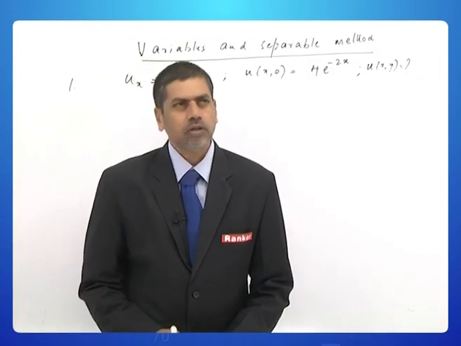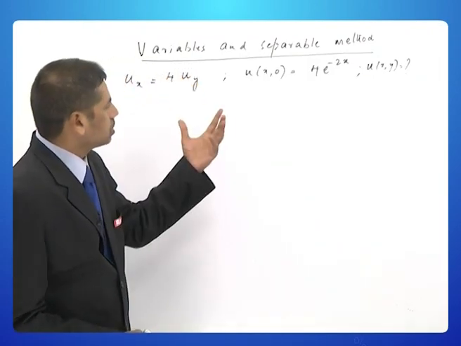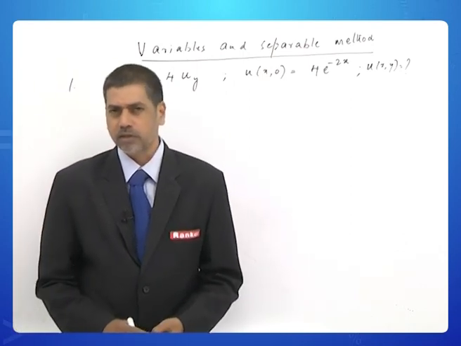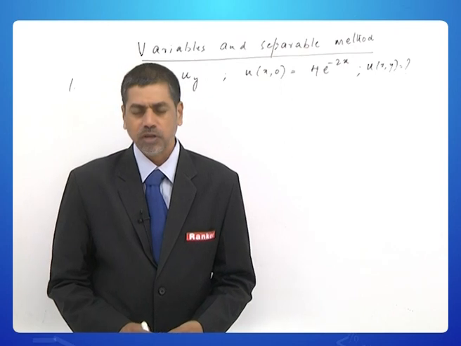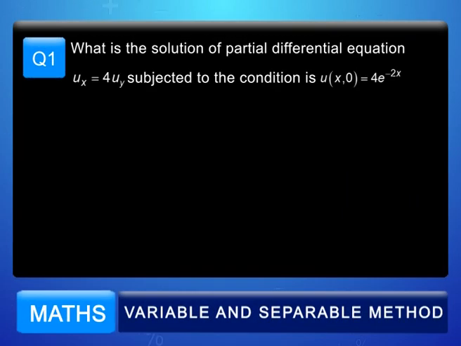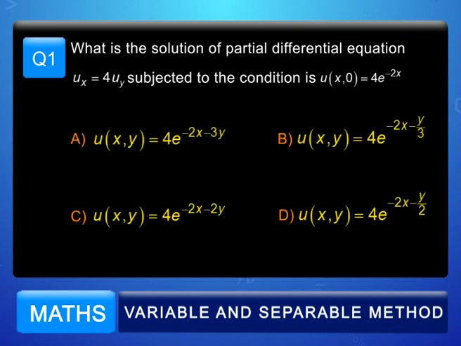Question number 1 under variables and separable method. Now this is a special technique under partial differential equations. The question is, what is the solution of the partial differential equation u_x is equal to 4 u_y subject to the condition u(x, 0) is equal to 4 e power minus 2x.